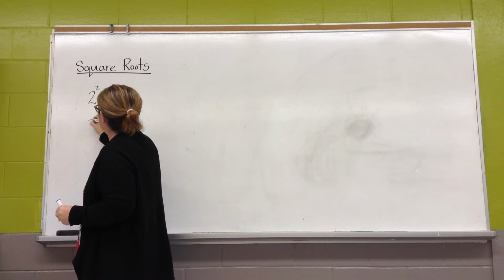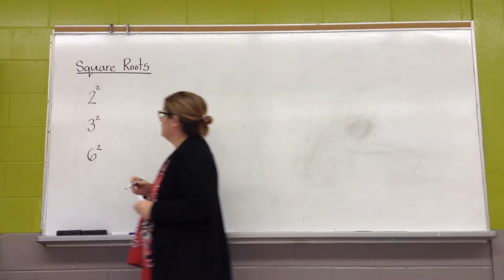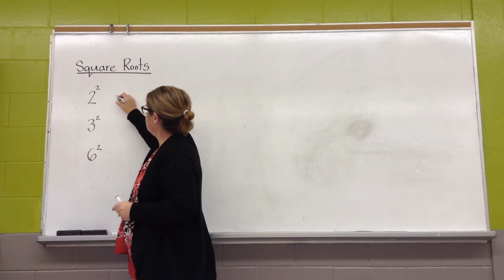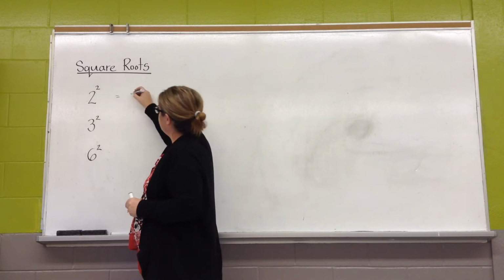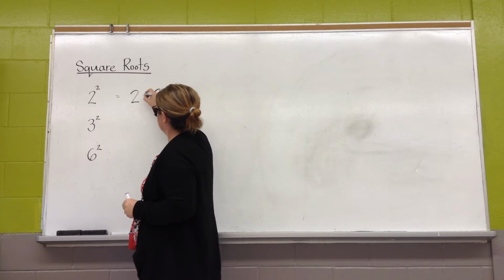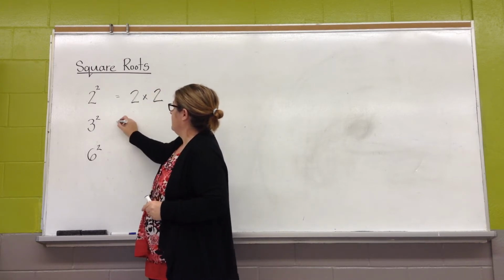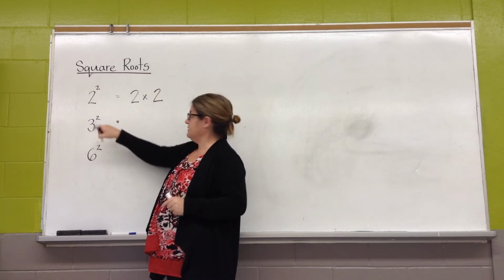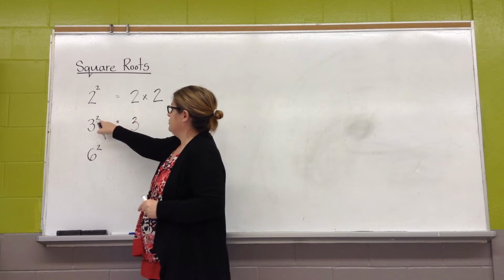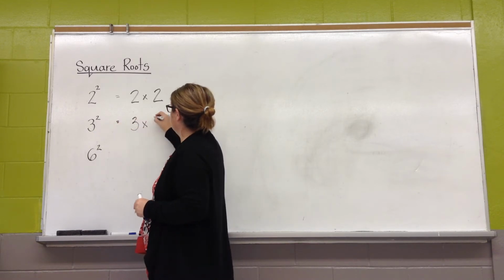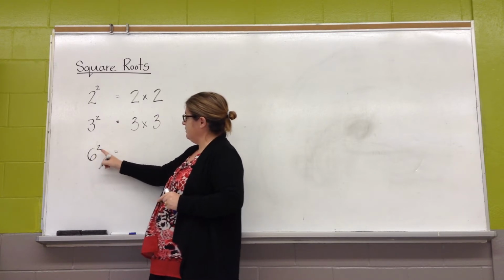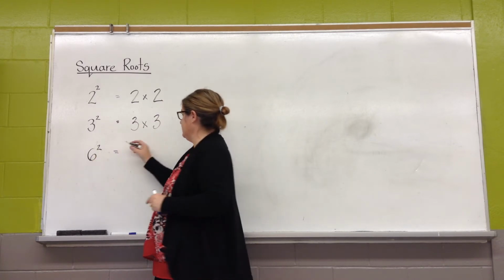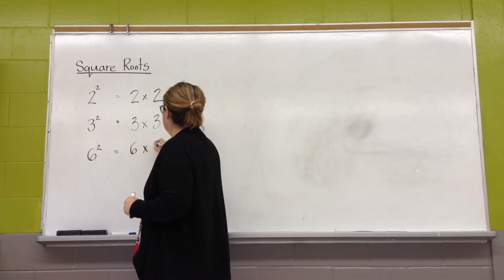when we say something is being squared, we simply mean, in this case, that the number 2 squared, we have 2 2's being multiplied. And when we say 3 squared, we mean we have 2 3's being multiplied. Similarly, when we have 6 squared, we have 2 6's being multiplied.